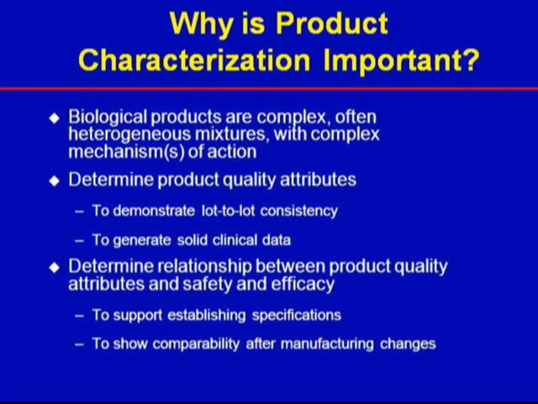The data obtained for product lots used for safety and efficacy studies will be used to support specifications for lot release and product storage. The relationship between product quality attributes and safety and efficacy will also be important when developing methods to show comparability between product lots after manufacturing changes. While it's not expected that all product characterization activities be met prior to starting phase 1 clinical studies, we encourage you to begin evaluating product quality attributes during early product development.